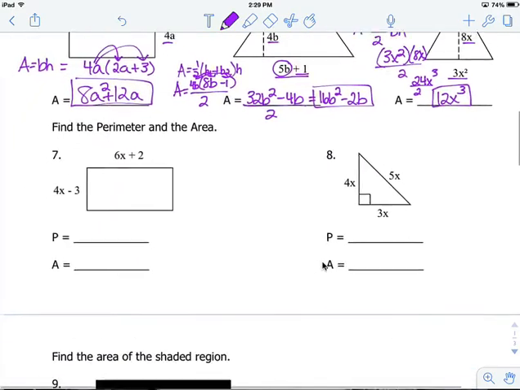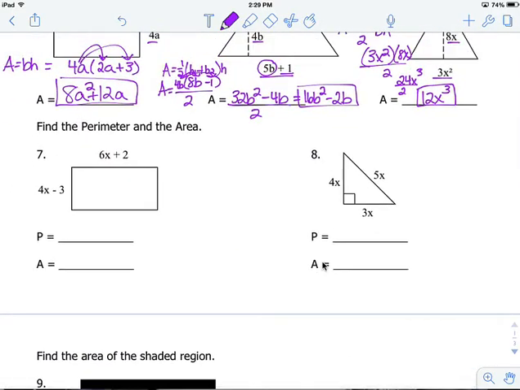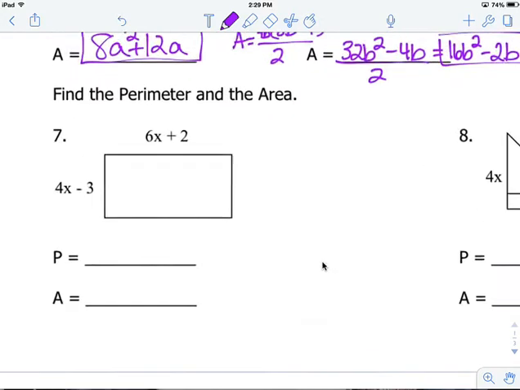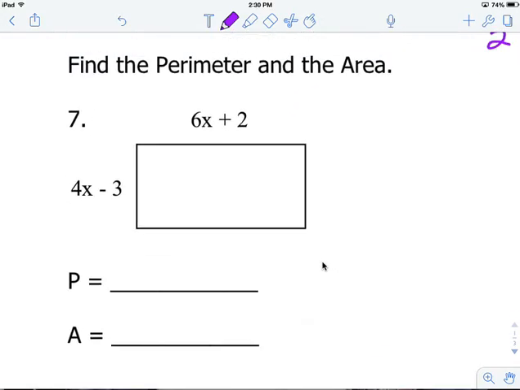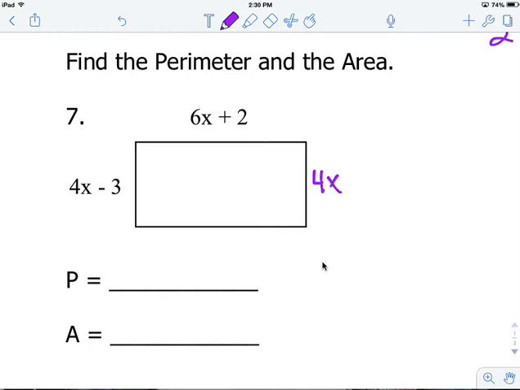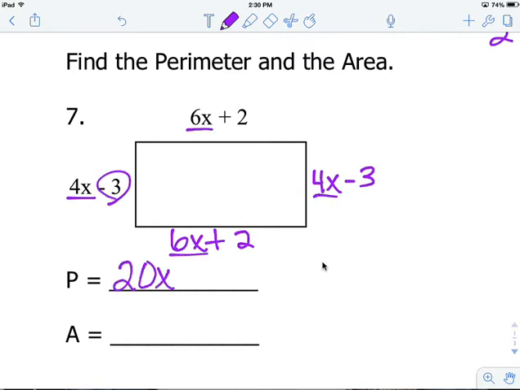So now we're going to mix it, and we're going to find area and perimeter. And this is really important so you know the difference between the two. When you're finding perimeter, you are just adding up all of your sides. So for example, 4x plus 6x plus 4x plus 6x is 20x. Negative 3 plus 2 plus negative 3 plus 2 is negative 2. I'm sorry. Yes. So I'm done with that one.